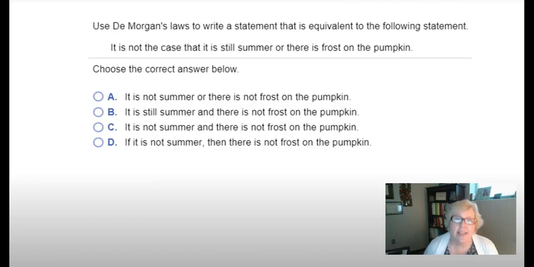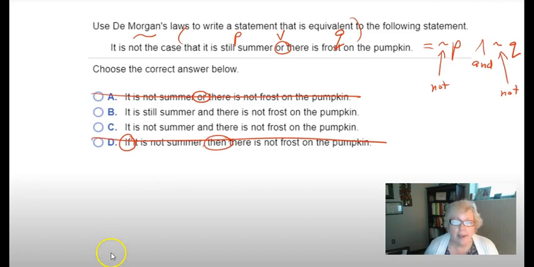Now let's apply that second part of De Morgan's law. This time we see that it's not the case that it is still summer or there is frost on the pumpkin. If you start with an or and you apply De Morgan's law, you should end up with an and. That is correct. Notice in my answer choices, the only two statements with and would be statements B or C.